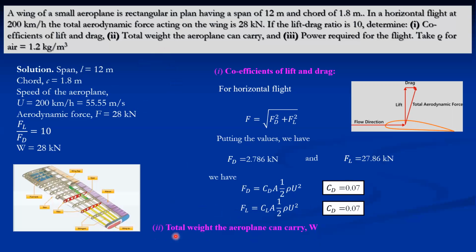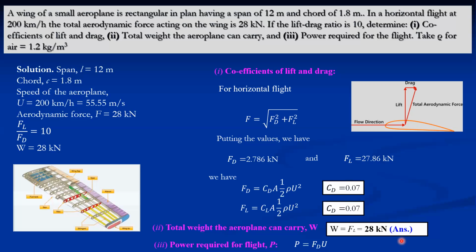The total weight of the aeroplane is nothing but FL. So W is equal to FL, that is 28 kilonewton. And the power required is obtained with the help of FD, because as per the slide we discussed, the thrust developed by the engine is equal to the drag force. Drag force multiplied by velocity gives power, which comes around 155.54 kilowatt. So this is a simple numerical. In most cases, based on the given information, you can easily calculate, including how to calculate the area.